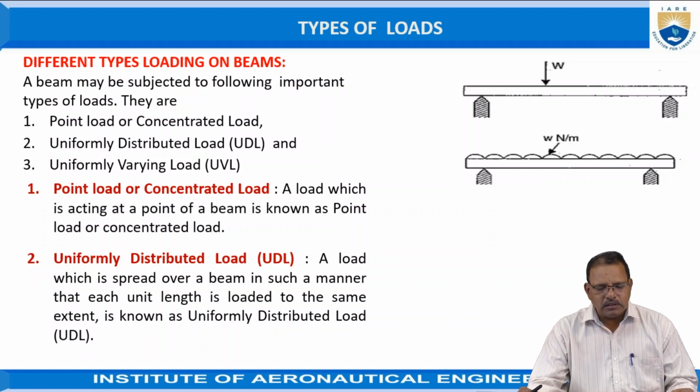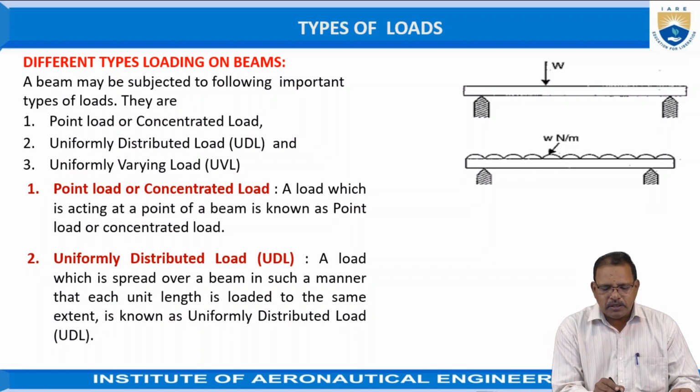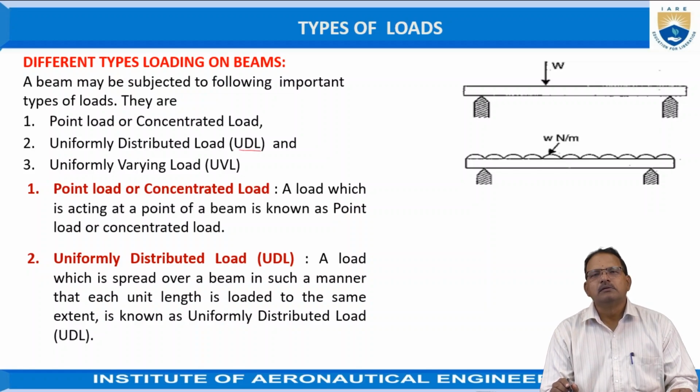Different types of loading on beams. Several types of loads act on the beam, but here we are considering the important types of loads: point load, also called concentrated load, uniformly distributed load, sometimes also called UDL, and uniformly varying load. Apart from these three loads, it may consist of a combination of point load and uniformly distributed load, or point load and uniformly varying load, or a combination of uniformly distributed load and uniformly varying load.